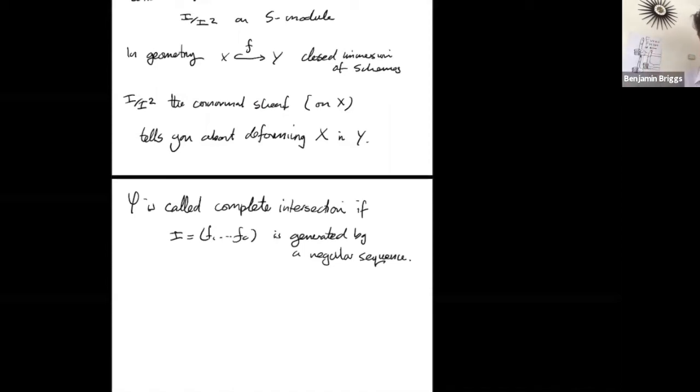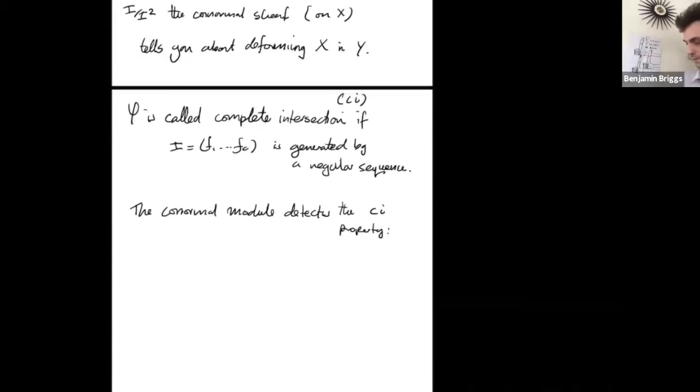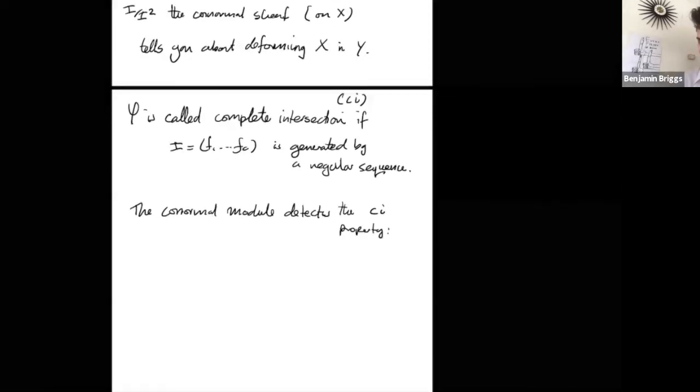And let me just say the conormal module detects the complete intersection property. I'll call this CI. You should tell me if I'm writing too large or too small, more likely, or just too badly.